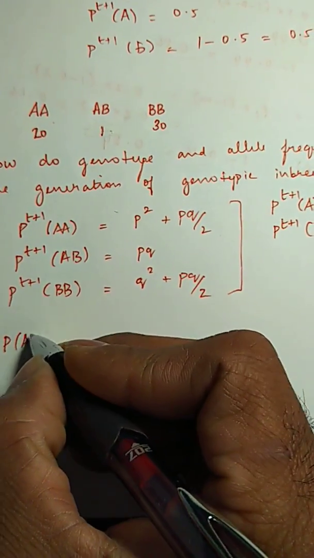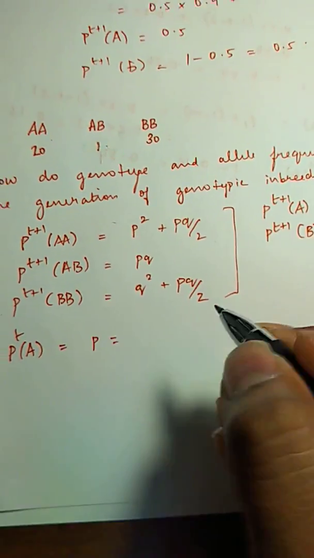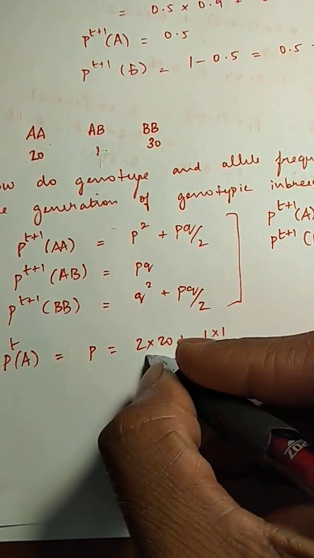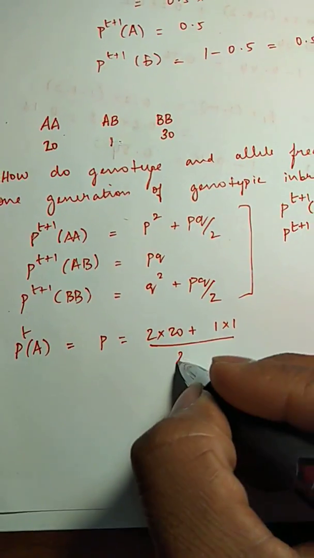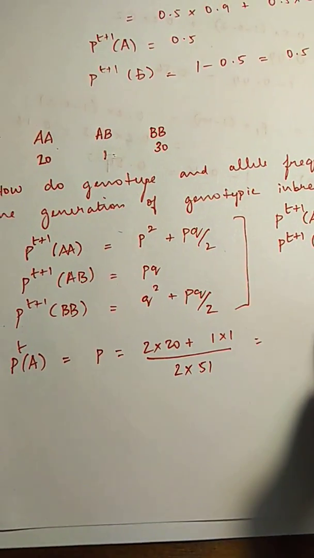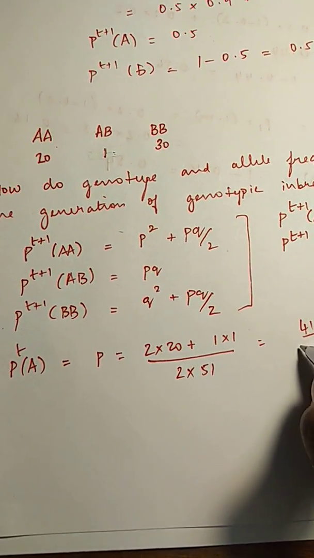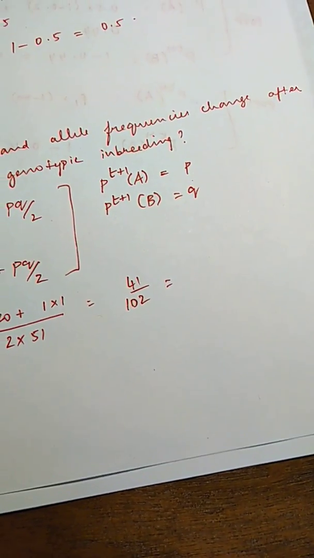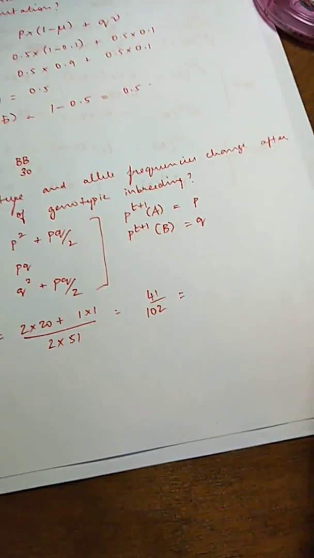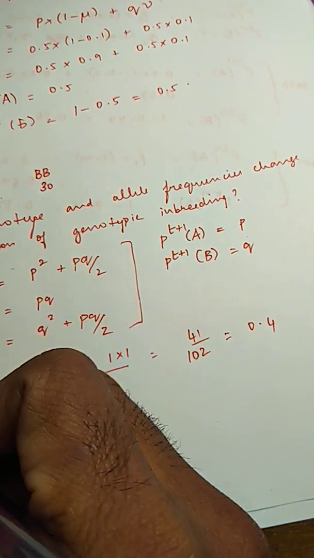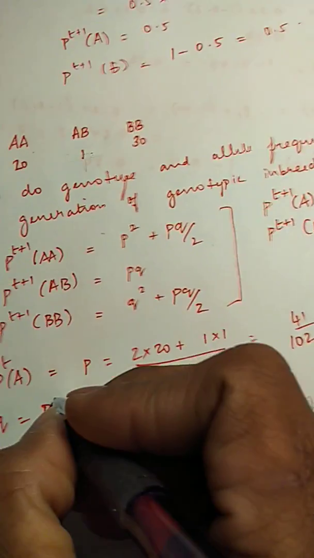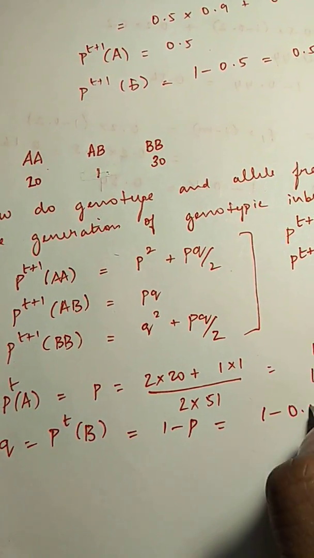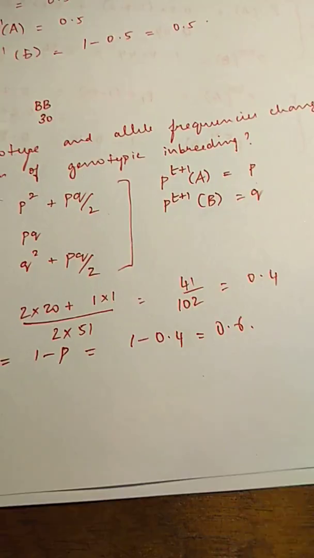The frequency of the A allele in the current generation is just p, which is given by, in this case, 2 times 20 plus 1 times 1, divided by 2 times 51, which happens to be 41 over 102, which is 0.4. So this is 0.4, which means that q, which is the frequency of B, is just 1 minus p, which is 1 minus 0.4, which is 0.6. So these are your p and q values.